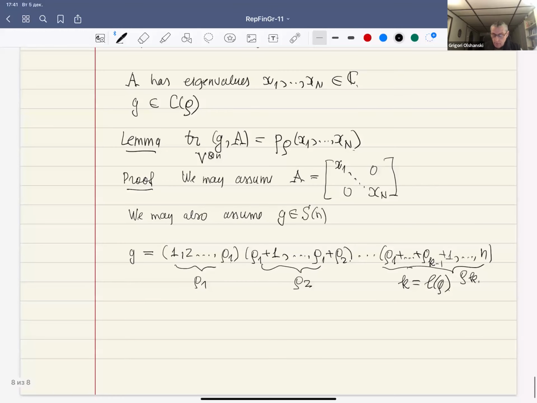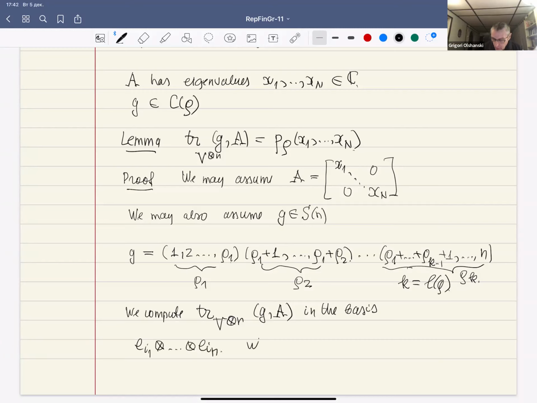Now we compute the trace in this vector space. This operator, we can write this in any order, first A and next G, or first G, next A, because we commute in the basis. The tensor is the standard.